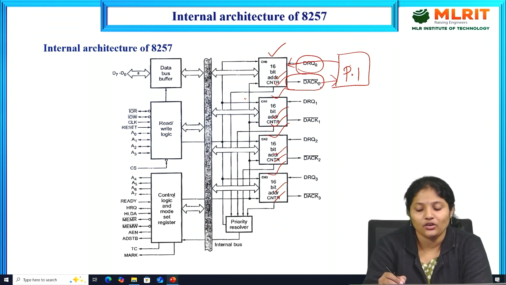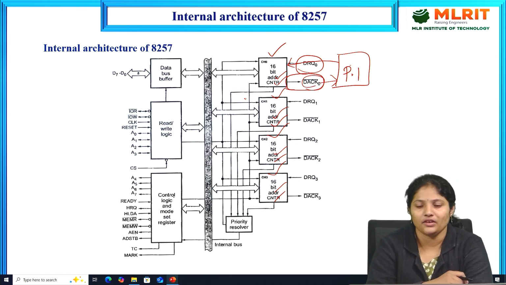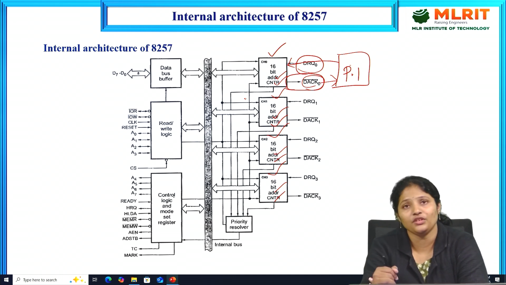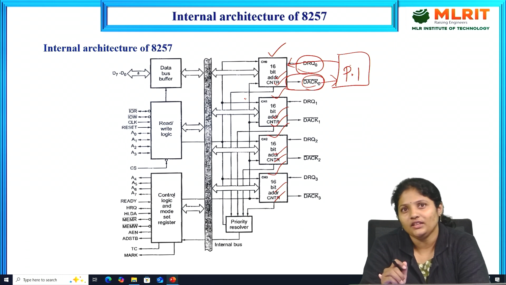So DACK0 is the channel 0 acknowledgement signal sent from the microprocessor, through the DMA controller, to the peripheral devices. You can access these 4 channels, but at a time you can access only one channel. So which channel will get accessed first?